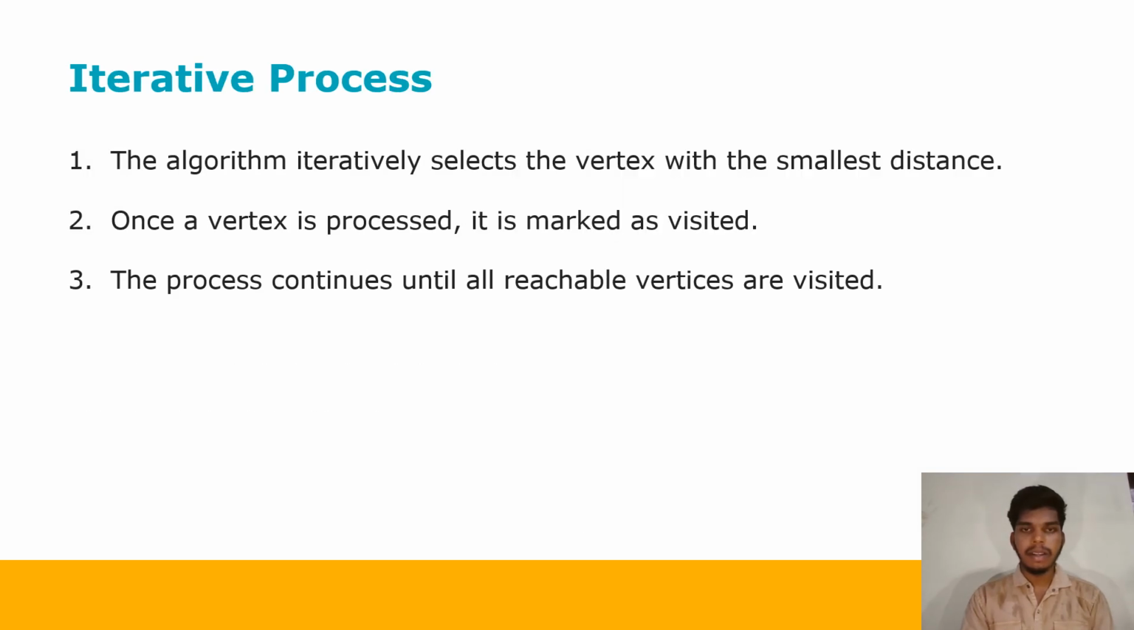Iterative process. The algorithm iteratively selects the vertex with the smallest distance. Once a vertex is processed, it is marked as visited. The process continues until all reachable vertices are visited.